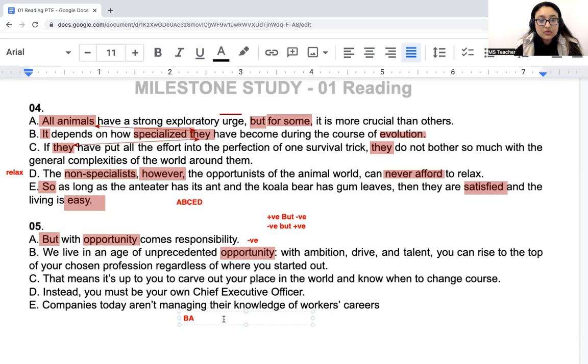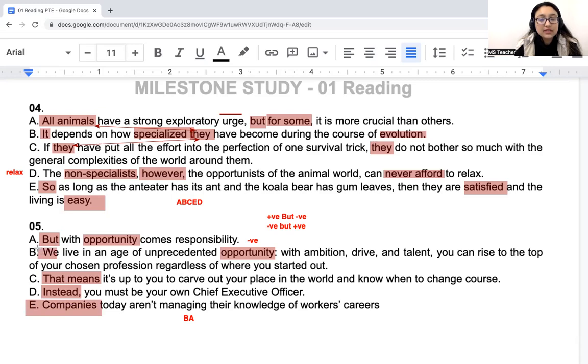Instead, you must be your own CEO. Why instead? Instead is also a different kind of conjunction. And what does that mean? There's a pronoun. Companies today aren't managing their knowledge of workers' careers. Now, some people might think this is your first sentence, but hello. We live in an age of we.